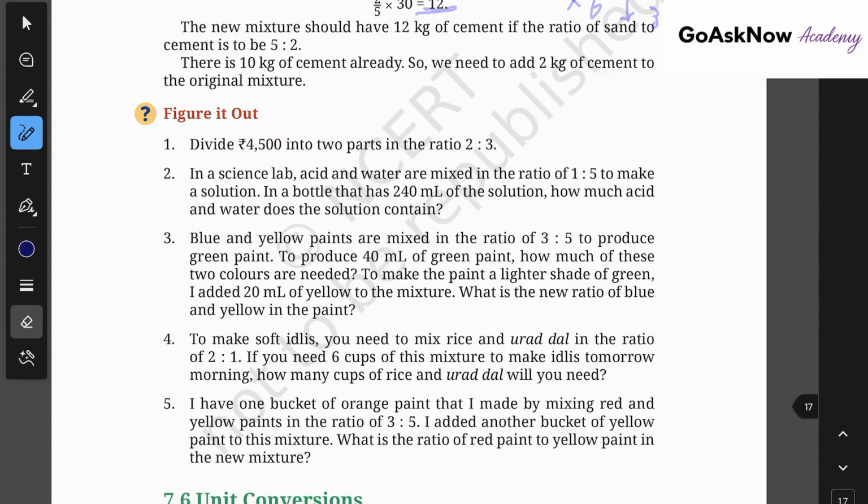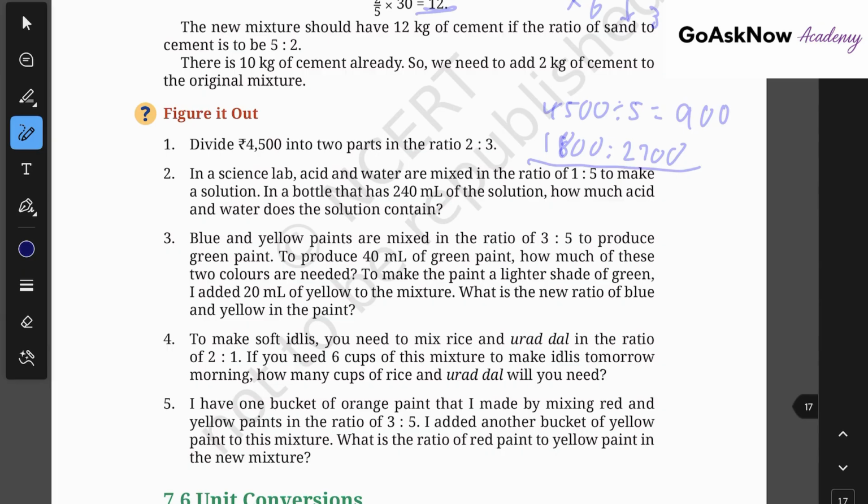Okay, figure it out. Question 1. Divide 4,500 into 2 parts in the ratio of 2:3. Since there are 2 groups and 3 groups, the total number of groups is 5. So you do 4,500 divided by 5, which should get 900. So one group is 900, so 2 groups is 1,800, and 3 groups is 2,700. So this should be your final answer, 1,800 to 2,700.